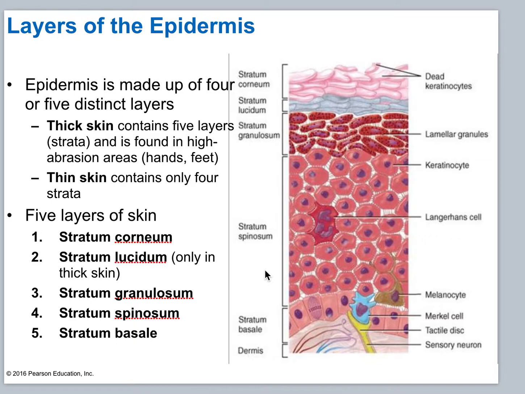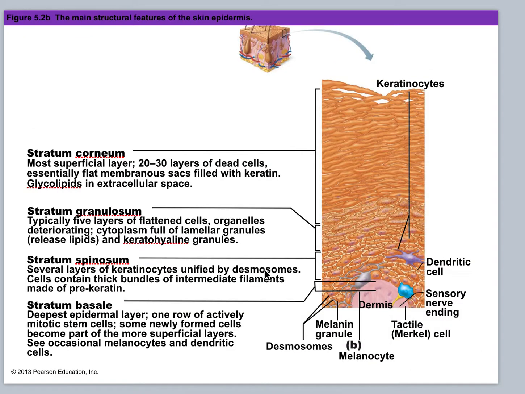I have a mnemonic to help you with that, I'll show you in just a minute. That basically shows the same thing. These are the 4 layers in thin skin: stratum corneum, stratum granulosum, stratum spinosum, and stratum basale. You can read on your own the description of these layers.